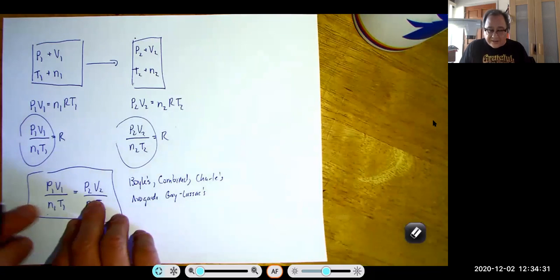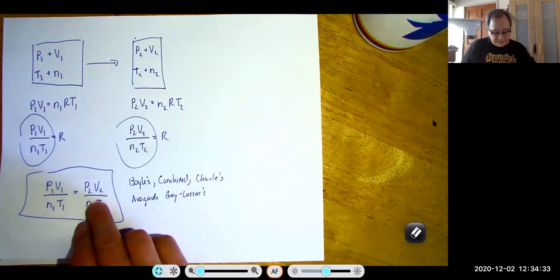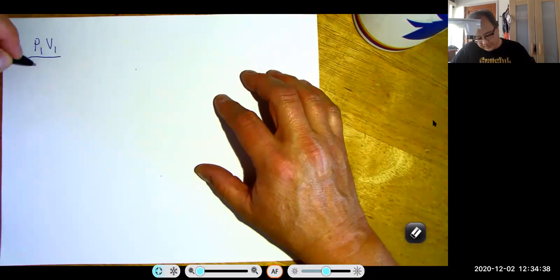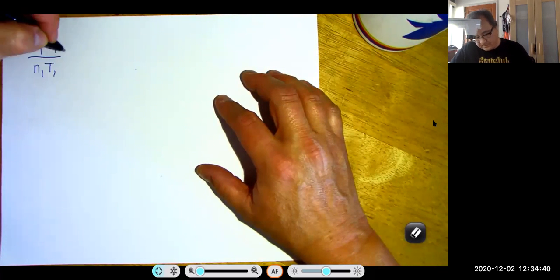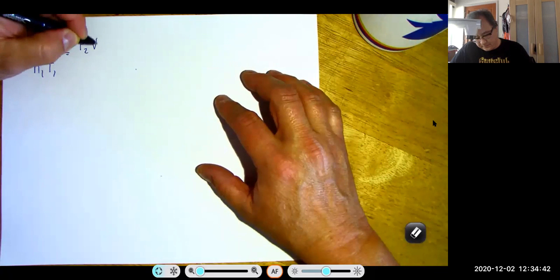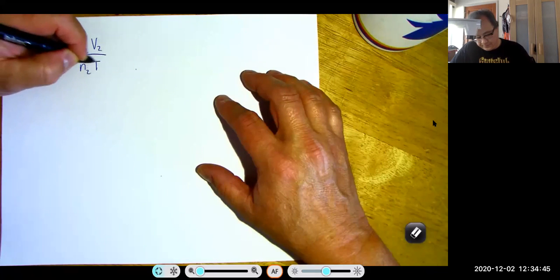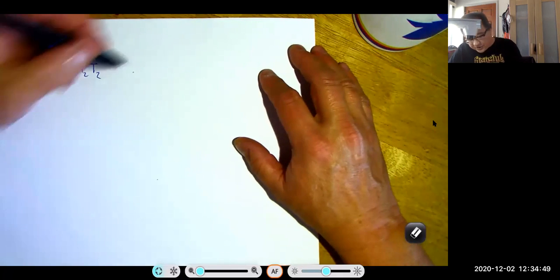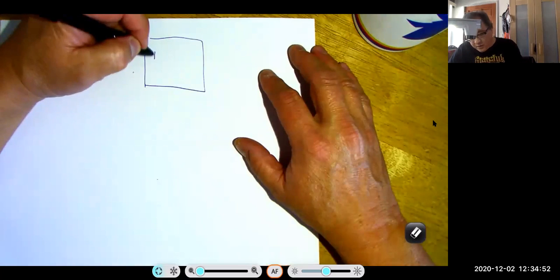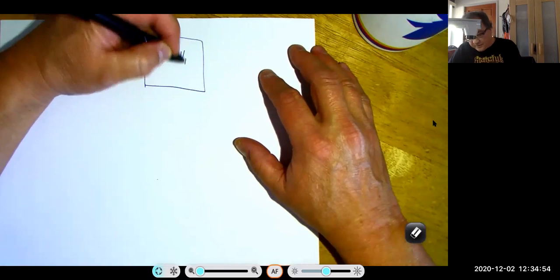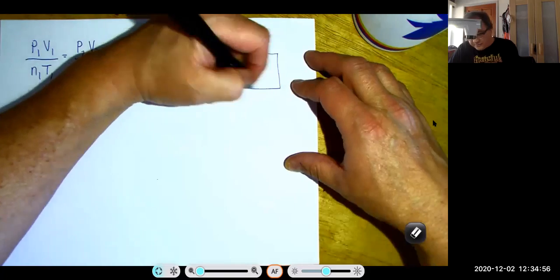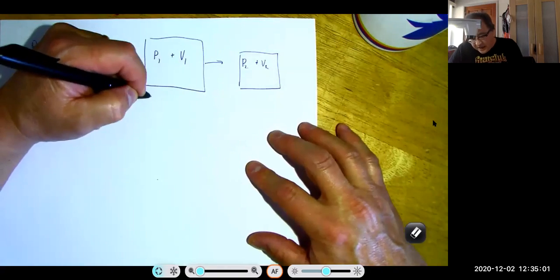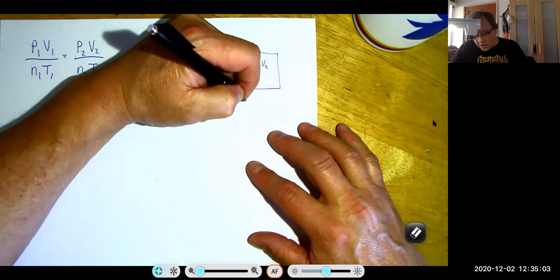So let me show you how this gets you Boyle's law. For Boyle's law, here's the following situation. You've got a P1 and you've got a V1. And here you've got a P2 and you've got a V2. N1 and N2 are equal.